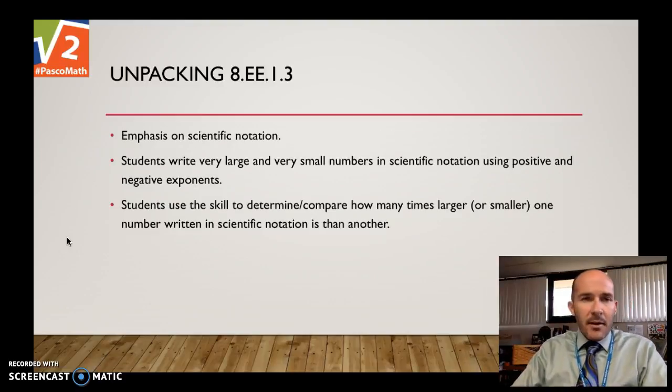So when we unpack that a little bit, there is an emphasis on scientific notation. Students need to write very large or very small numbers in scientific notation using positive and negative exponents. So this is building off our work with 8.EE.1.1. Students use the scale to determine and compare how many times larger or smaller one number written in scientific notation is to another.